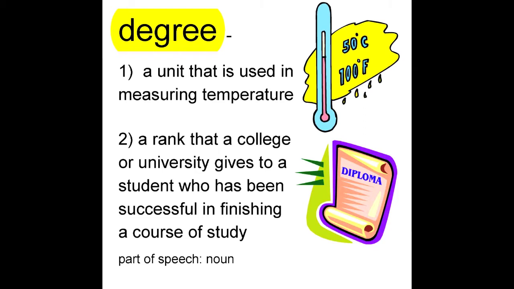Some words will have 2 different definitions, like this one, degree. The first definition of degree is a unit that is used in measuring temperature. The second definition is a rank that a college or university gives to a student who has been successful in finishing a course of study. Part of speech for both definitions is noun, since degree is a person, place, or thing.